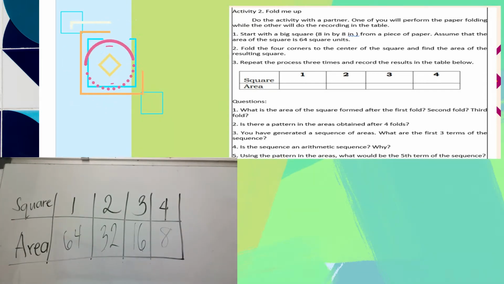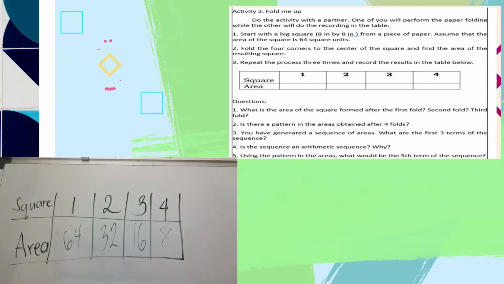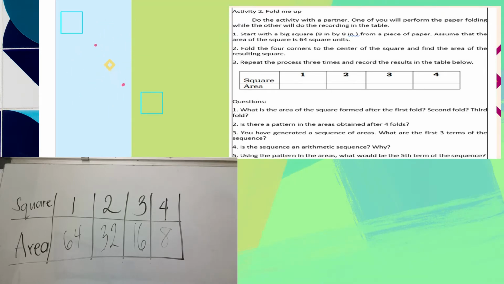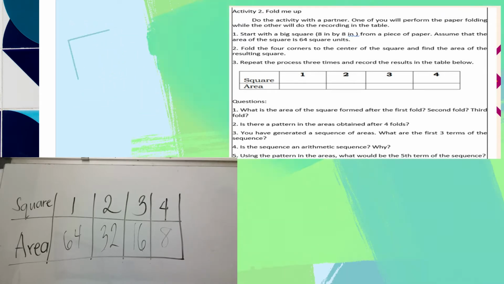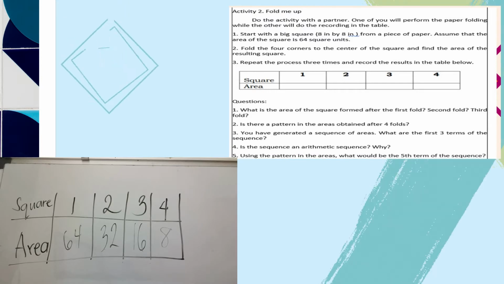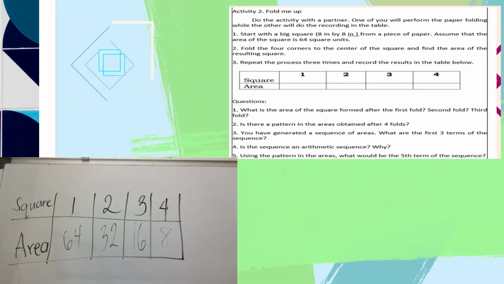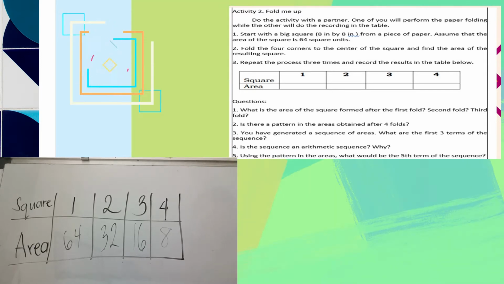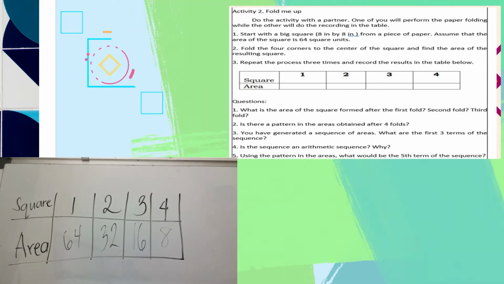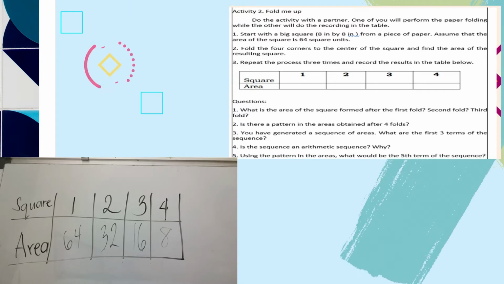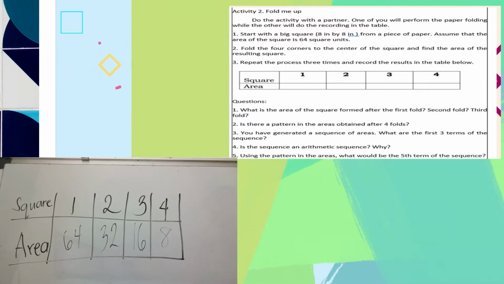So what is the area of the square formed after the first fold? We have 32. Second fold we have 16, and the third fold we have 8. Now, is there a pattern in the areas obtained after 4 folds? What do you think will be the fourth fold? It will be 4.